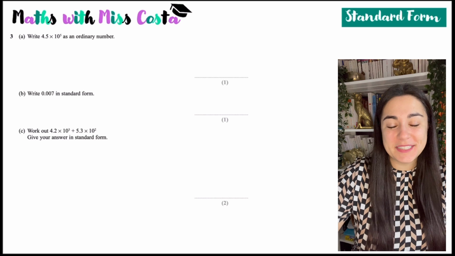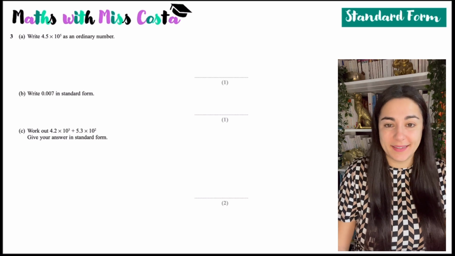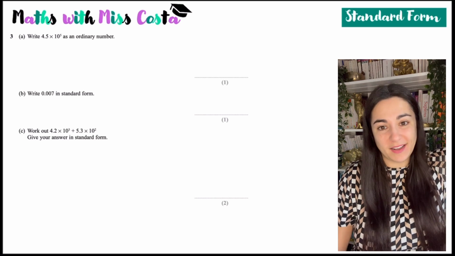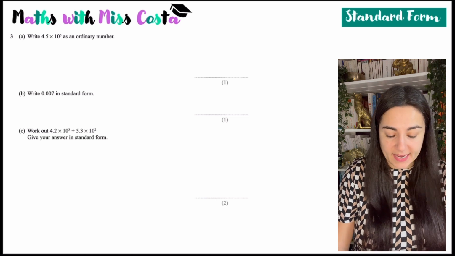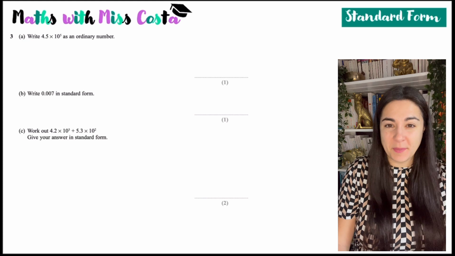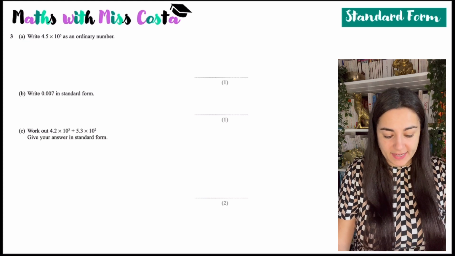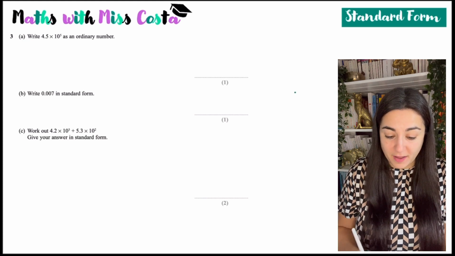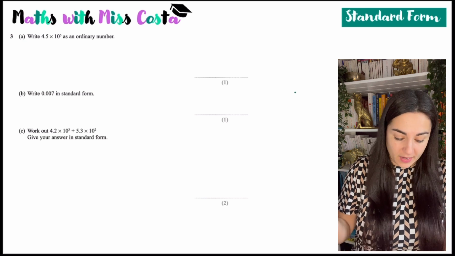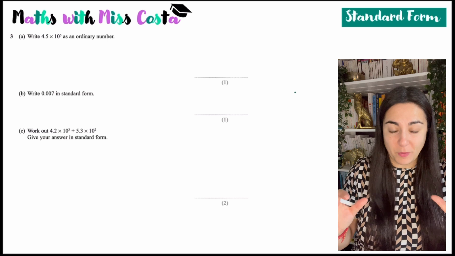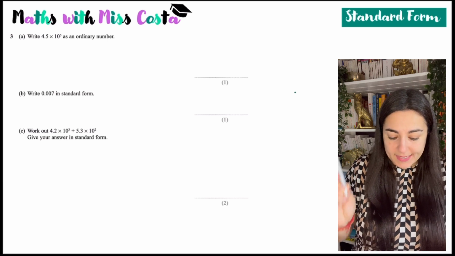Okay, so this question deals with standard form, and standard form is a way of writing really large numbers and really small numbers in a standard set way, so that we can compare them easily. So over here it's saying write 4.5 times 10 to the power 5 as an ordinary number. Now an ordinary number just means a normal number without any kind of to the power of. So let's think about this.